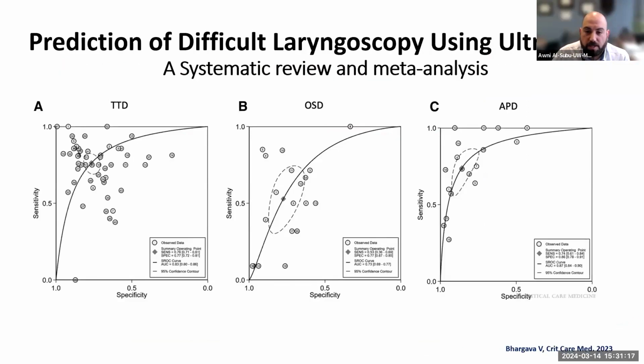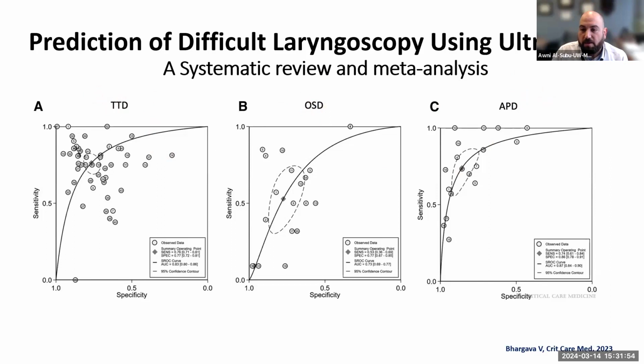So recently, Eric and Vidit put out a nice systematic review and meta-analysis that looked at the association between the different indices that were measured and difficult laryngoscopy. And actually, they looked at 27 unique indices in that meta-analysis, but they divided them into three groups: the anterior neck soft tissue thickness, the oral space domain, and then the anatomical position domain.